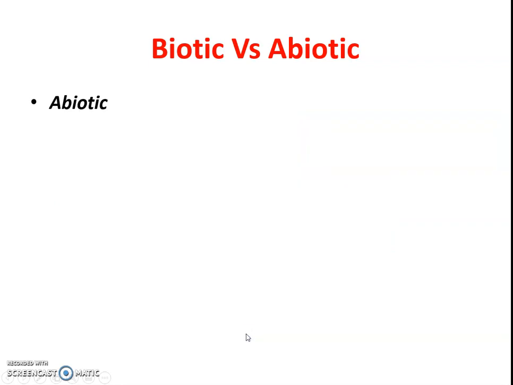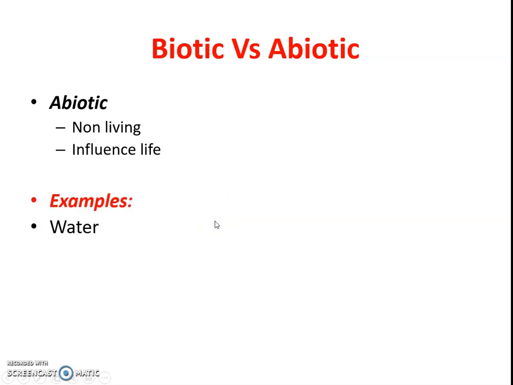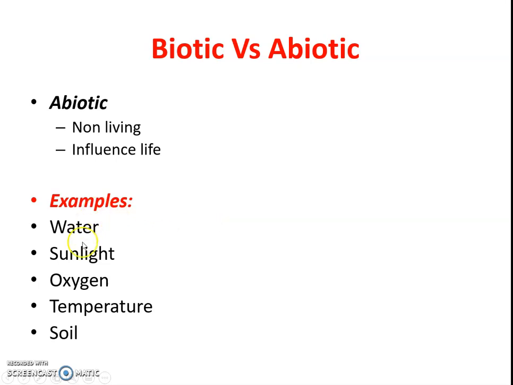The abiotic factors to me are very important because they actually really truly determine what life can exist in a certain area. And I do like to spend a little bit of time on them. So this would be the non-living components of a system. They influence life in various different ways. Some examples could be water, sunlight, oxygen, and the temperature, as well as soil. All of these will impact how and what kind of life may be found.